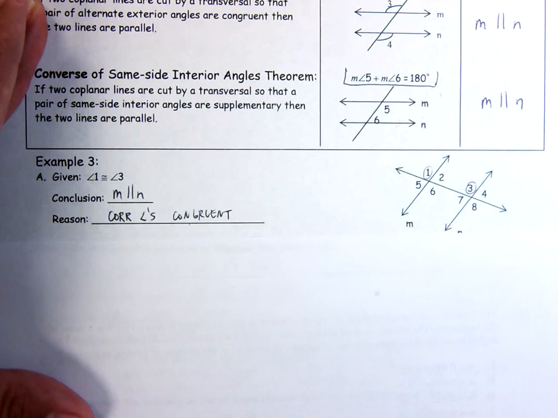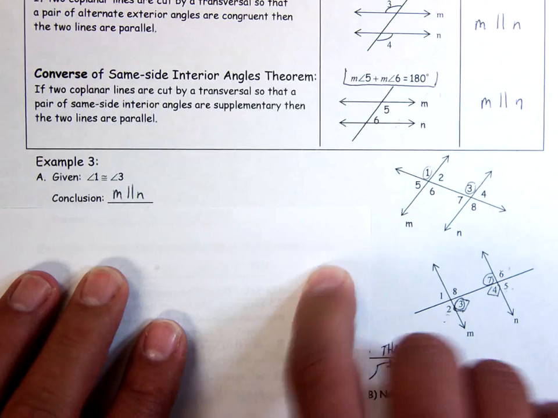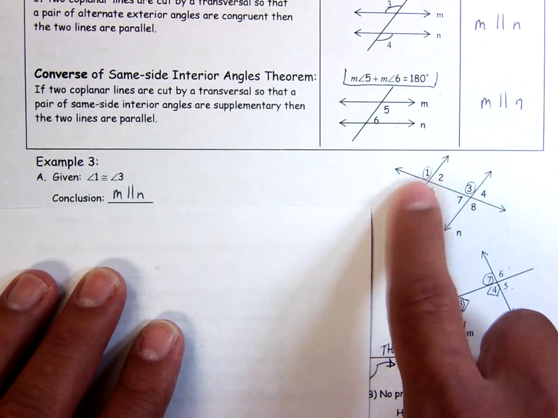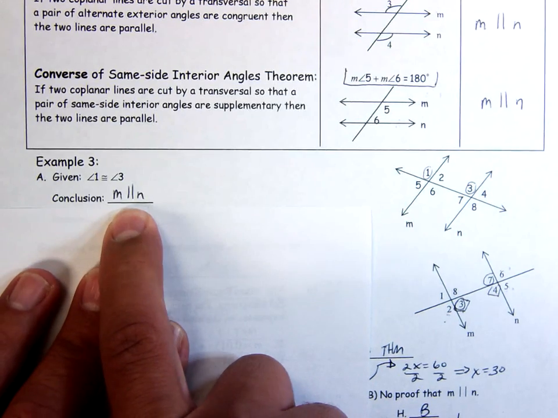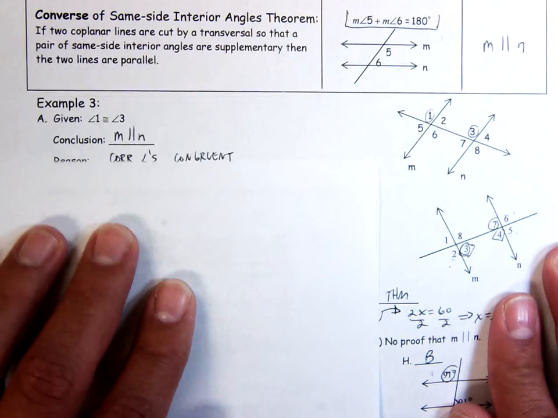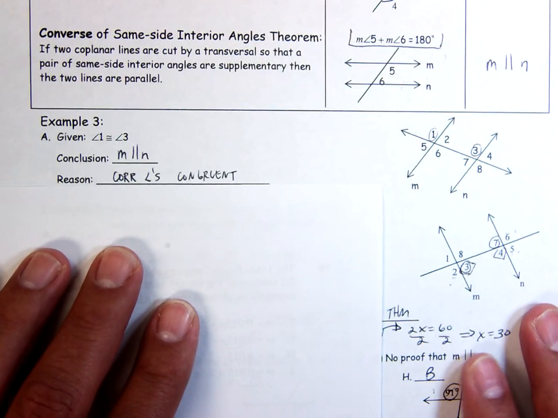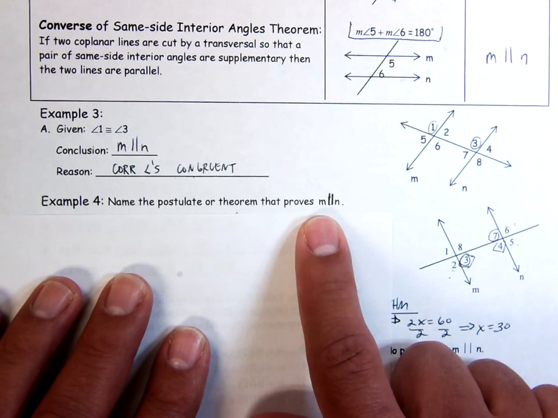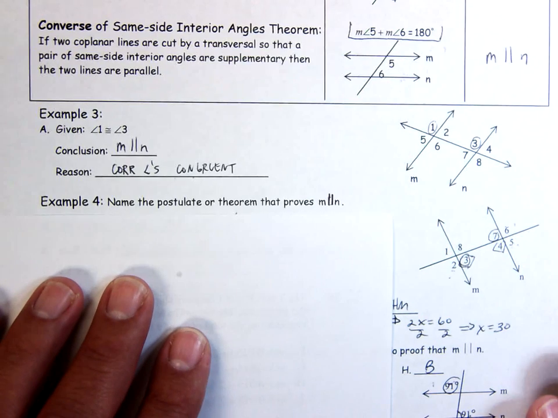So let's do some work here. It tells me, given that angle 1 is congruent to angle 3, what kind of angles are those? Those are corresponding angles. And if they are congruent, I can conclude that M and N are parallel. What did I use to do that? The reason is that corresponding angles are congruent. Name the postulate or theorem that proves M is parallel to N. So again, pause it, try doing these on your own, and then compare your answers with what I'm getting.